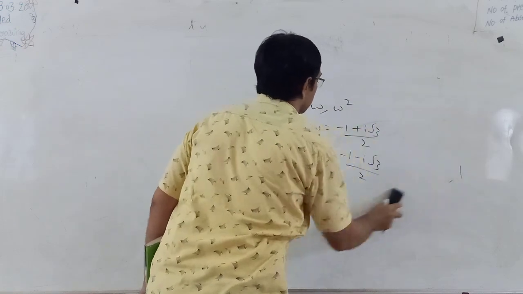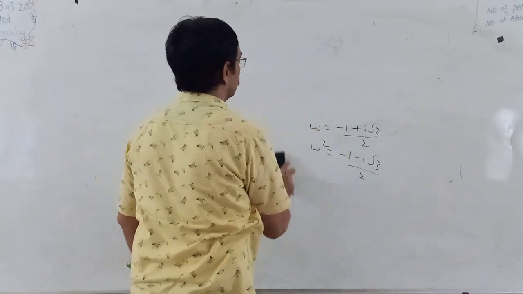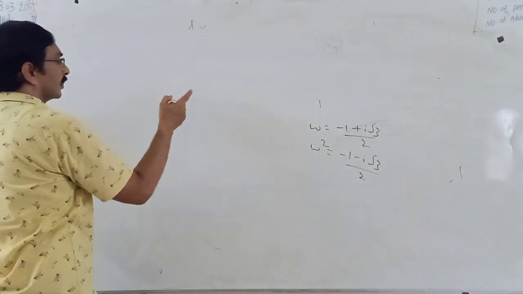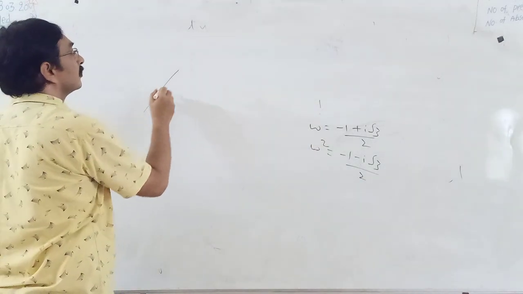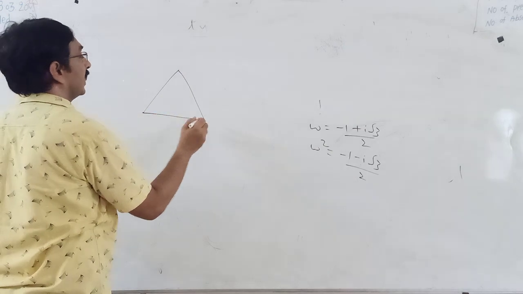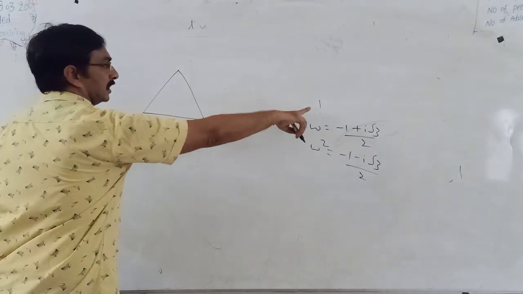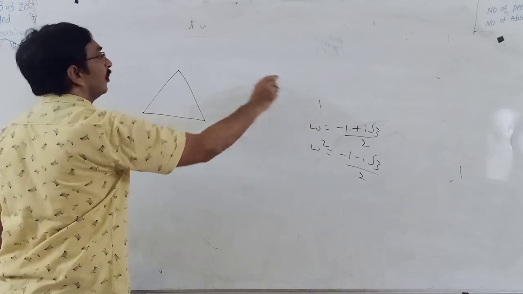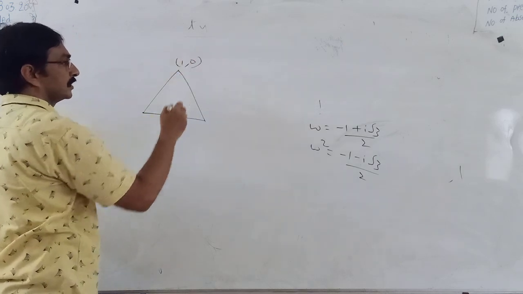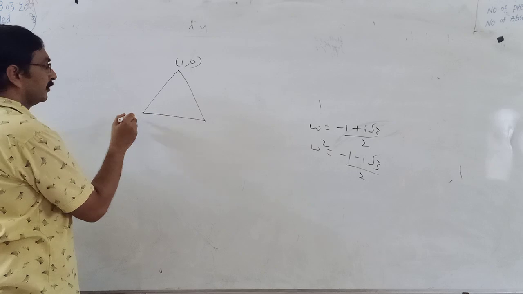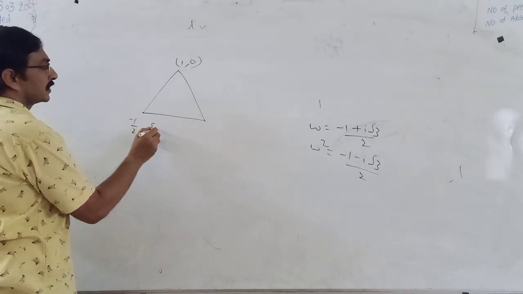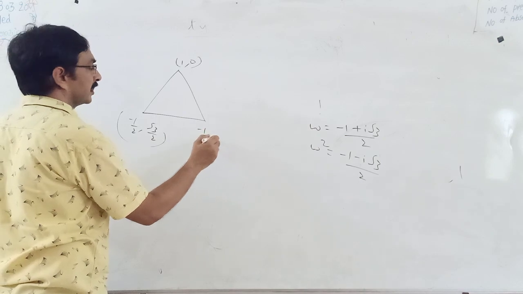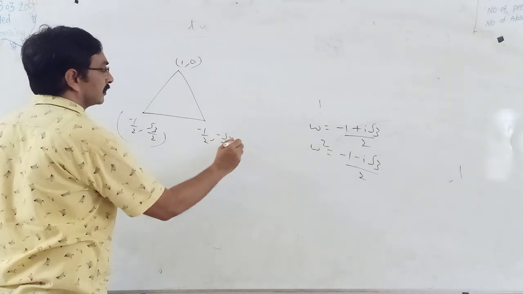Let's see the geometrical meaning of cube roots of unity. Cube roots of unity are vertices of an equilateral triangle. See, the cube roots of unity are 1, omega, omega square. 1 means 1 comma 0. Omega means minus 1 by 2 comma root 3 by 2. Omega square is minus 1 by 2 comma minus root 3 by 2.